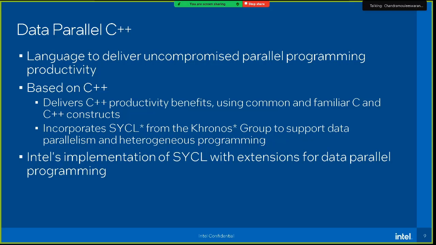DPC++ is correct. So this is a language to deliver uncompromised parallel programming productivity. This is again based on C++, and several constructs are coming from SYCL, and at the same time there is a push going on between the C++ standard and the SYCL people, who are working together to push some of the SYCL parallel expressions onto the standard C++ ISO standard. So basically the idea is to merge SYCL and DPC++ together at some point, to have a unified DPC++ as a programming language. But as of today, what DPC++ does is simple C++, which extends C++ with the SYCL expressions for expressing parallelism.